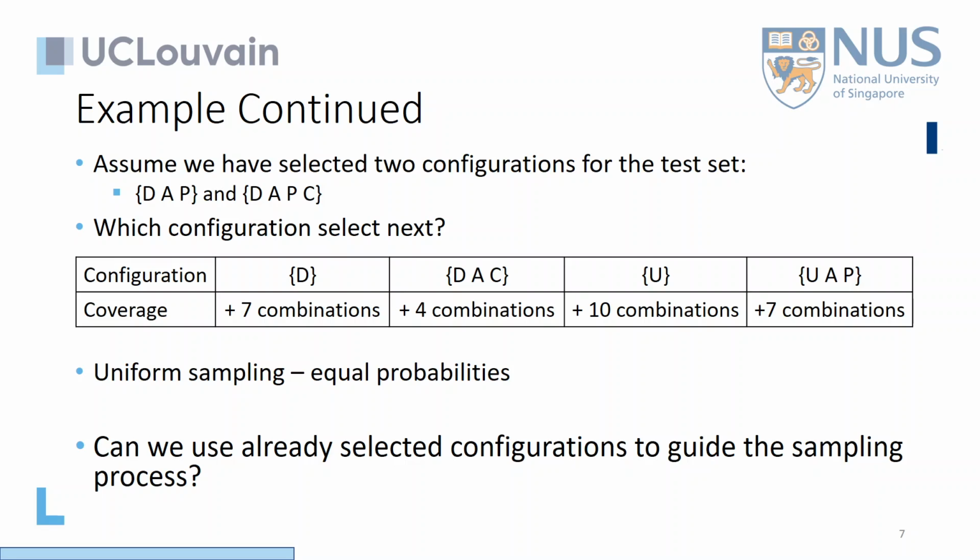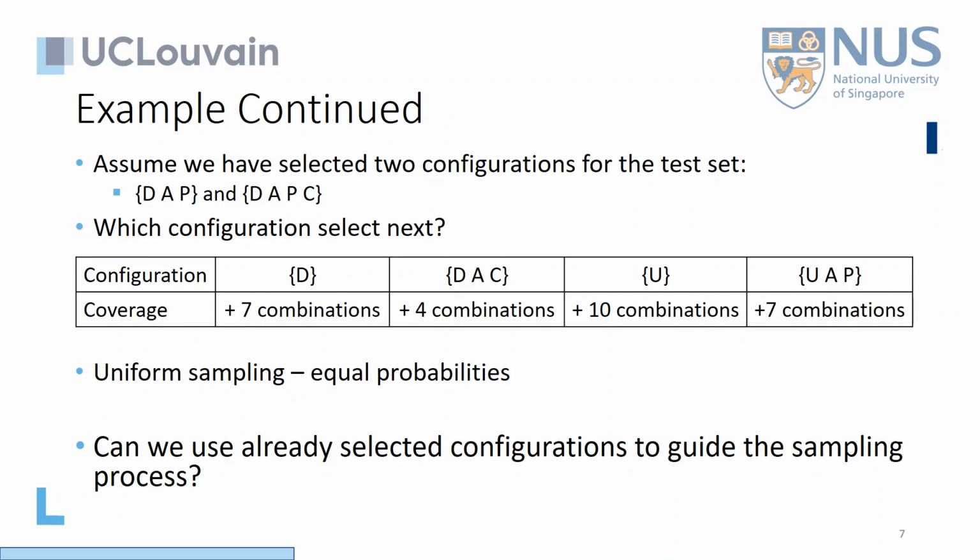So let's start with uniform sampling and assume we have selected two configurations, DAP and DAPC. And now we can select one more configuration. So what would be the effect of the first configuration on the resulting coverage? If we select the configuration D, we would add several different feature combinations to our test set. If we select the configuration U, we would add 10 different feature combinations. However, if we select the configuration DAC, we would add only 4 different feature combinations.